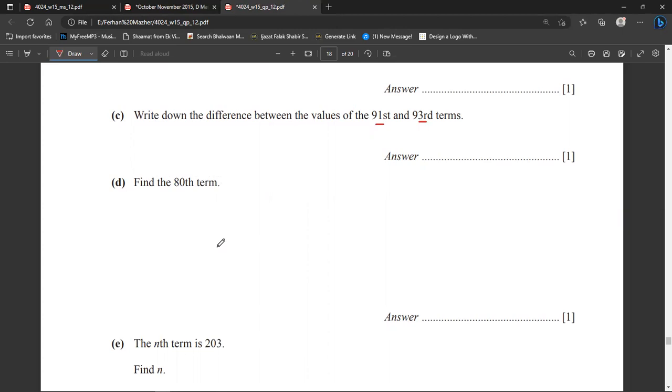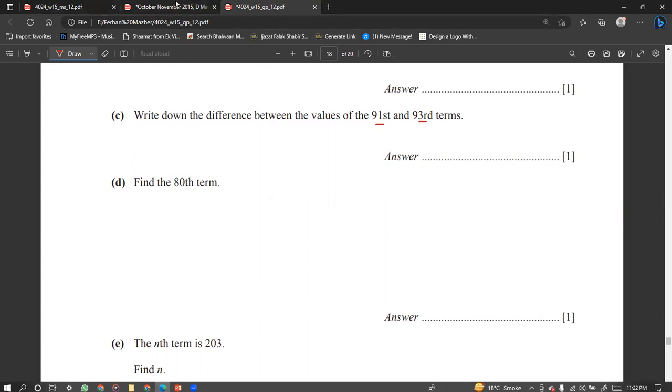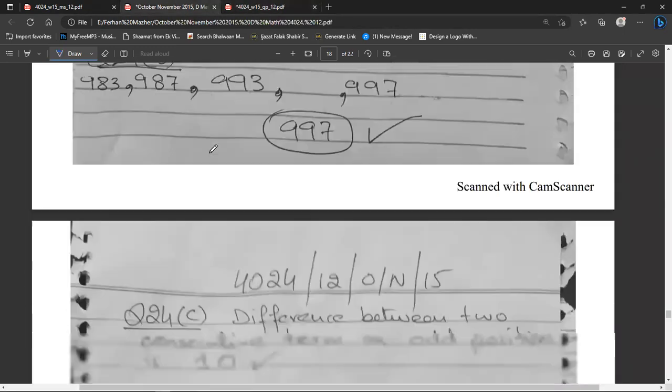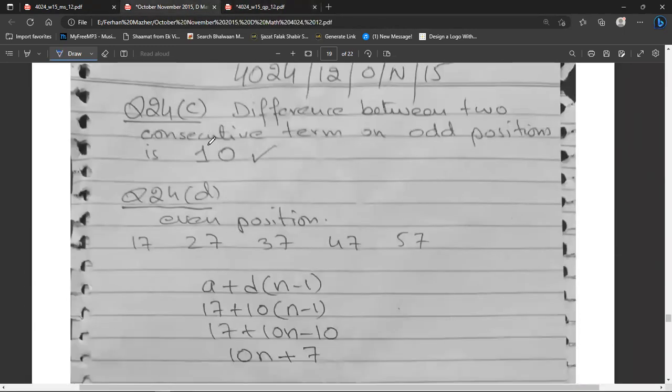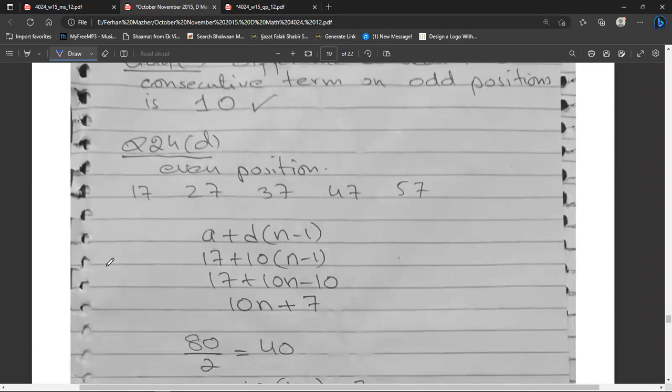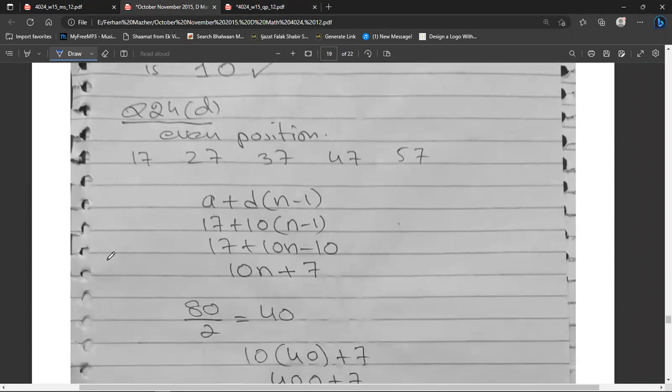I think it will be, let me show. These are the solutions. So these are the even positions, and this is the even position: 17, 27, 37, 47, 57.